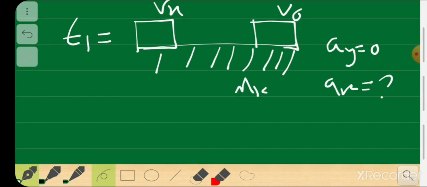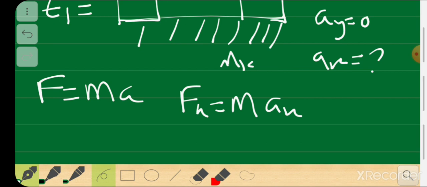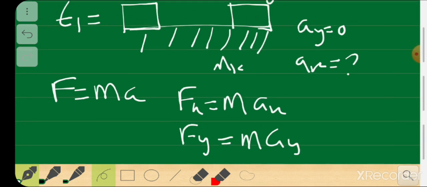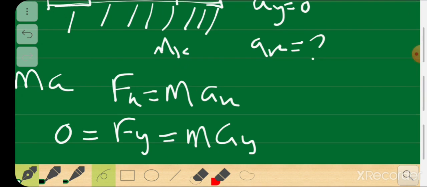So Newton's second law, write down that. F is equal to ma, that's the basic thing. We can write down Fx in the x-axis will be some max, and Fy will be some may. So ay is equal to 0 because there is no acceleration in the y direction, but ax is still there. So Fy will be equal to 0.